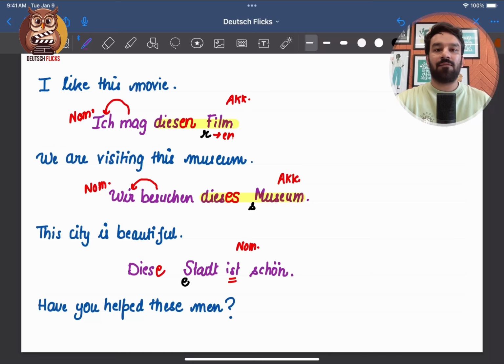And at last, have you helped these men? Okay, so we have perfect tense here. Firstly, how will you say have you helped? It will be haben Sie, and at the end the participle, geholfen.